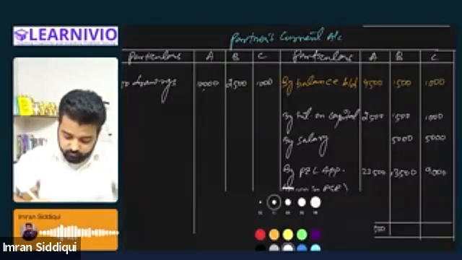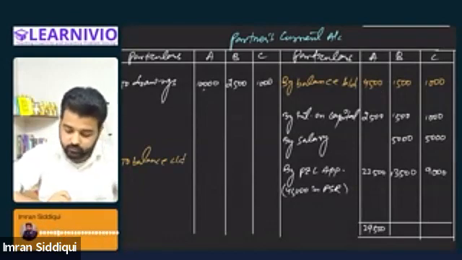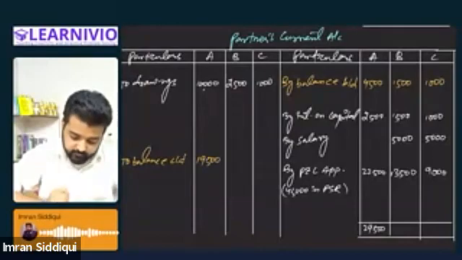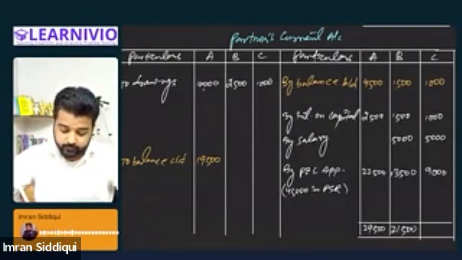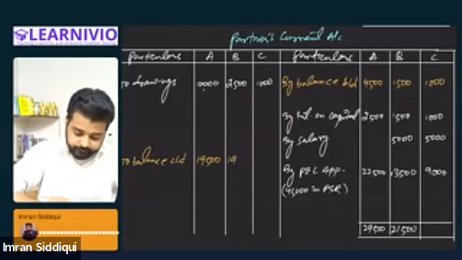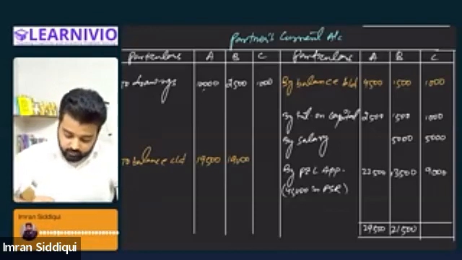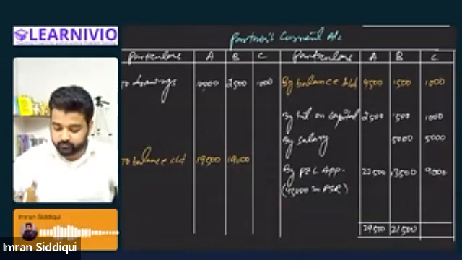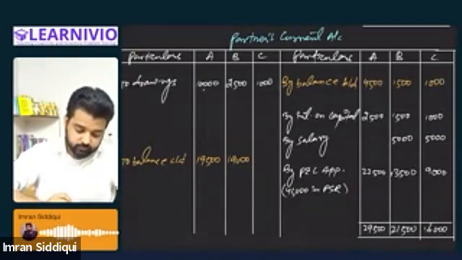And out of 29,500, we need to subtract the amount of drawing. So the closing balance for A will be 19,500, right? We'll do the same thing for B: 1,500 plus 1,500 is 3,000, plus 5,000 is 8,000, and 8 plus 13 is 21,500. Out of 21,500, we need to subtract 2,500. So I think B's capital balance will be 19,000. Correct me if I'm wrong. And for C, it will be 1,000 plus 1,000 plus 5,000 plus 9,000, which is 16,000. Out of 16,000, we'll subtract just 1,000. So the closing balance for C will be 15,000.